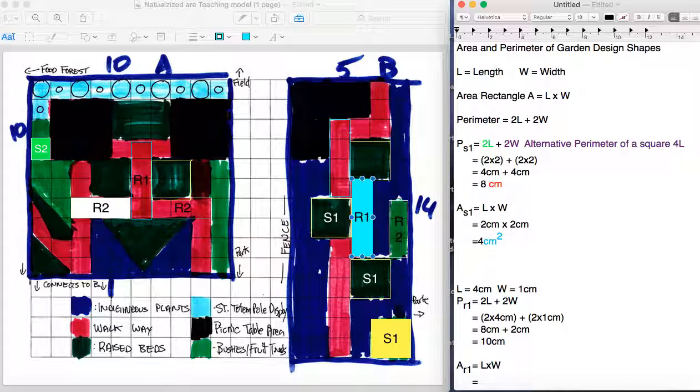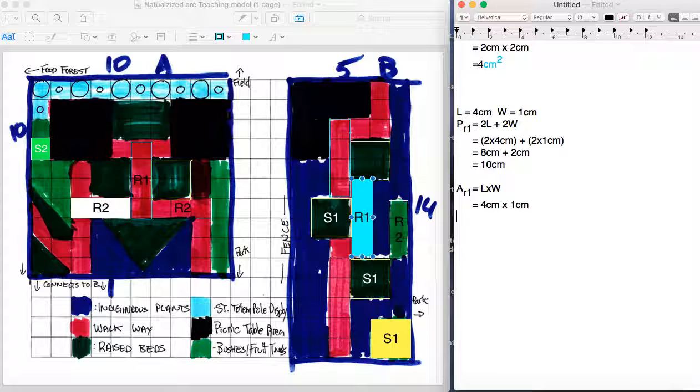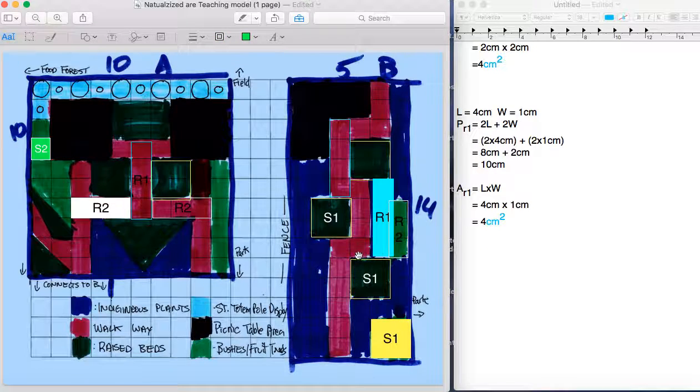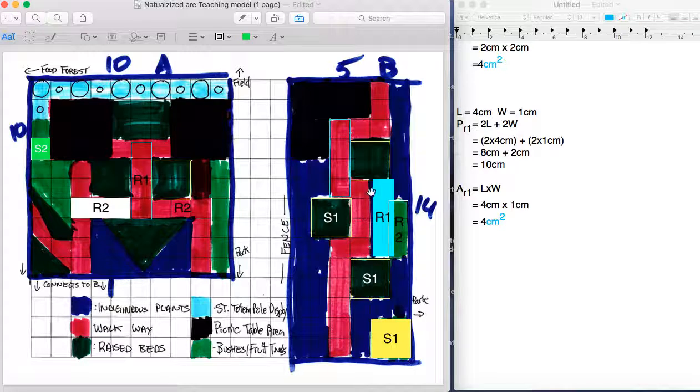Next one, area is length times width. So this one, my length is going to be 4 centimeters times 1 centimeter. I'm multiplying centimeters by centimeters. 4 times 1 is 4. I now get 4 centimeters squared. Now count it. The nice thing about this is you can check it. I have 1 square, 2 squares, 3 squares, 4 squares. That's the right answer. 4 square centimeters.